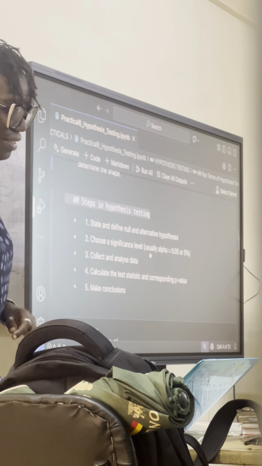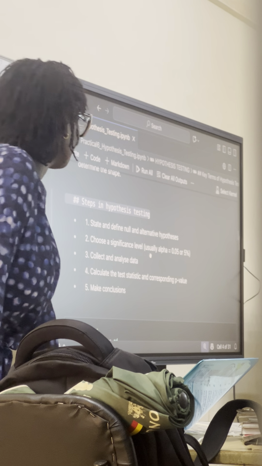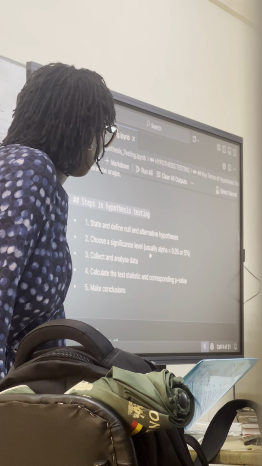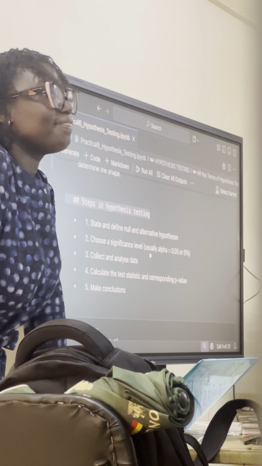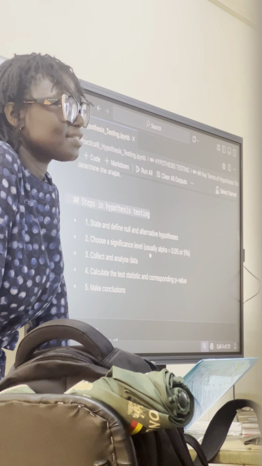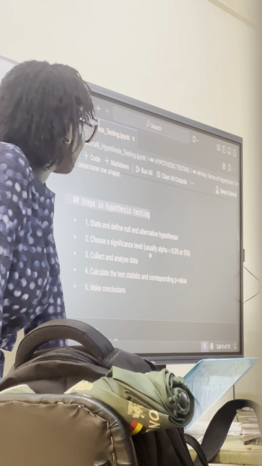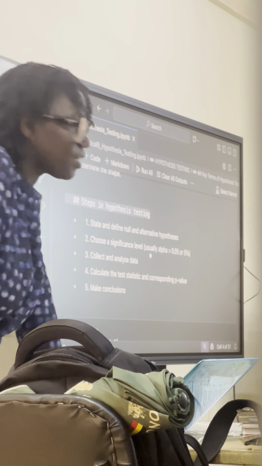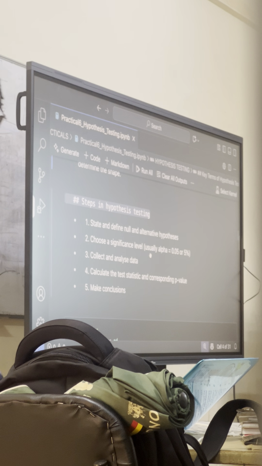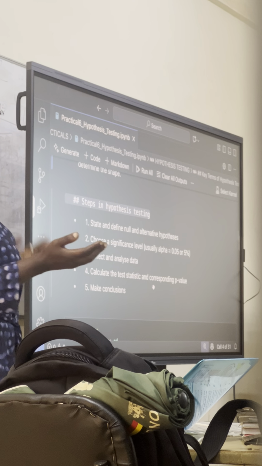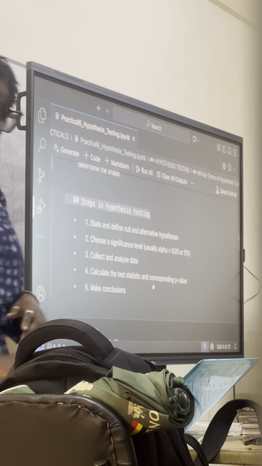Then choose the significance level, or the alpha, 0.05 or 5%. Then one goes ahead to do the sampling, okay, with those sampling techniques, and then you can run your analysis, carry out your test statistic and a corresponding p-value, and then make a conclusion based on the hypothesis.